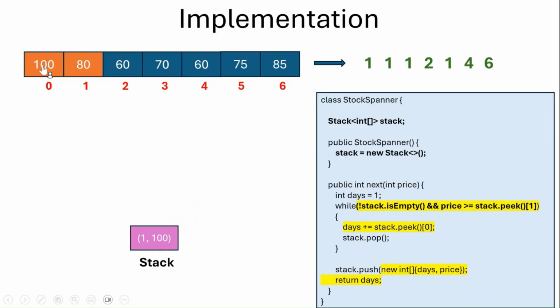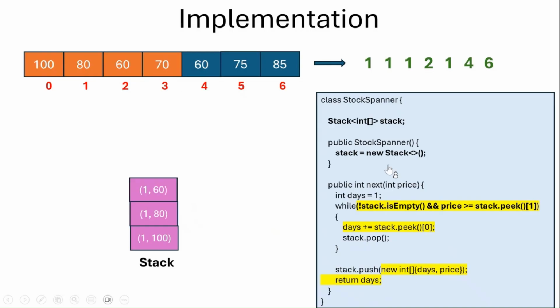Now the next day comes with the stock price 80. It will not go into the while loop because 80 is not greater than 100. We'll push the entry for the current day, which is 1 comma 80, and return 1 as an output. So when the next day comes, 60, similarly 60 is not greater than the previous day value. So we'll not go into the while loop. So it will push the entry for 60 to the stack, which is 1 comma 60.